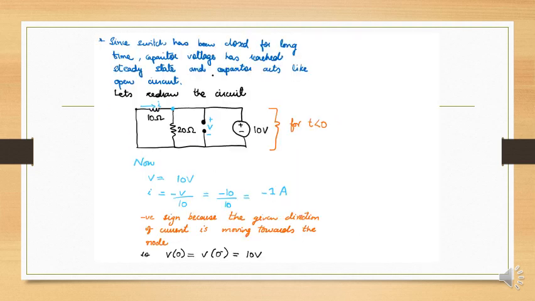I have also redrawn the circuit for you guys. Since the switch has been closed for a long time, the capacitor voltage has reached steady state and the capacitor acts like an open circuit. Always an open circuit for a steady state applied voltage. So here I have also shown the open circuit for the capacitance and the short for the u of t source. Now this is our required circuit for t less than 0.